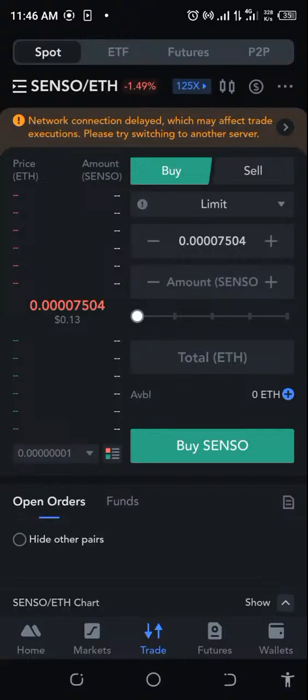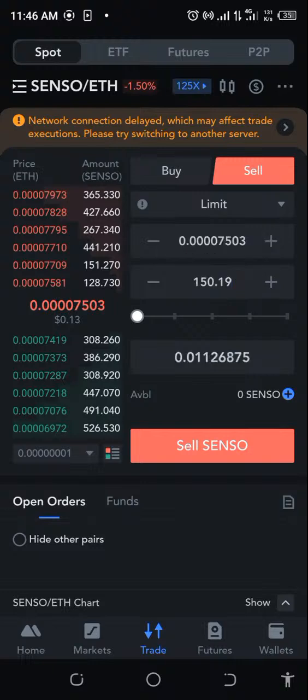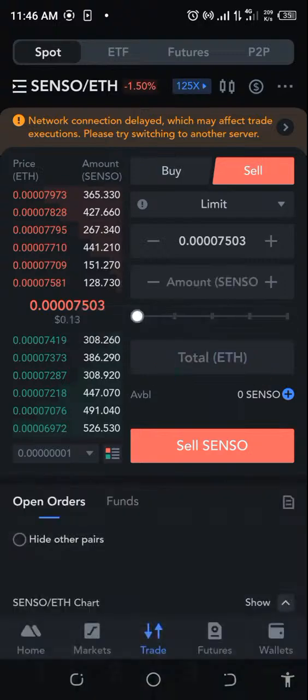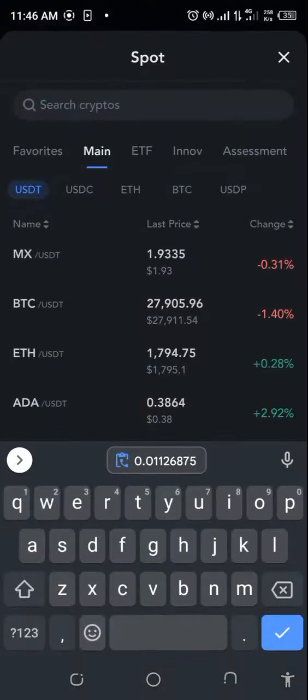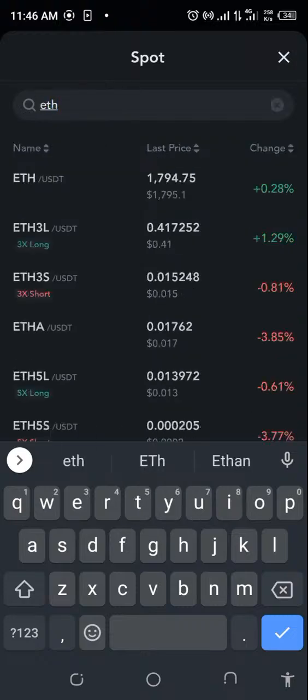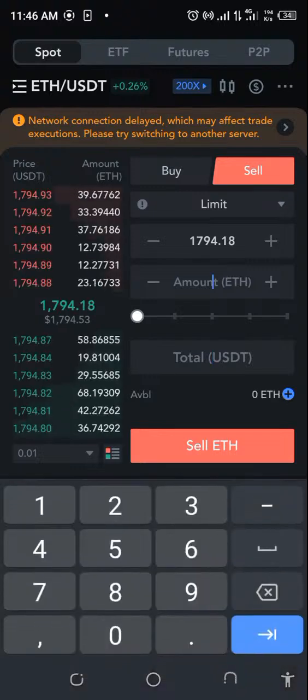Senso ETH is supposed to give us what? Okay, so we're supposed to sell to Senso ETH. Let's just try this out. Then we'll copy that out and go and check it. And then we'll sell ETH to USDT. So let's see how that will go. ETH to USDT. Let's see whether this is going to work. Never going to work.